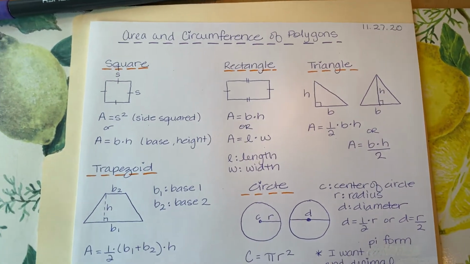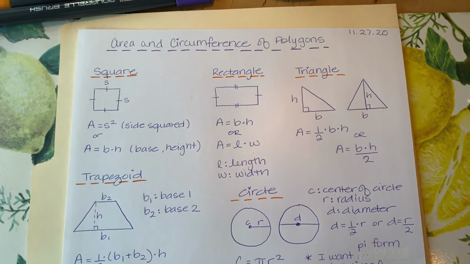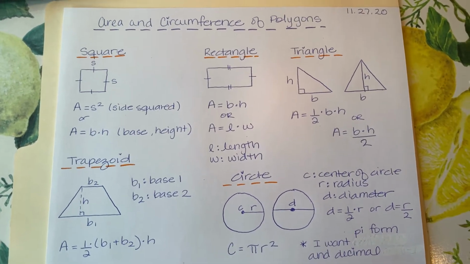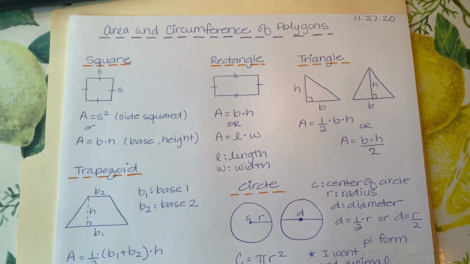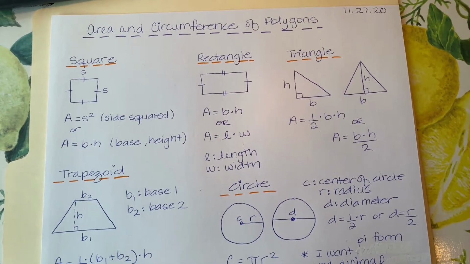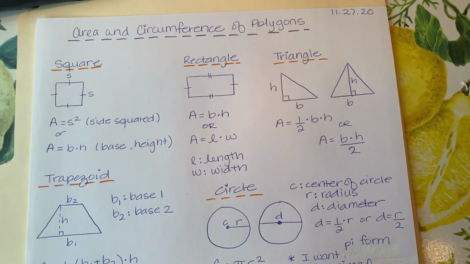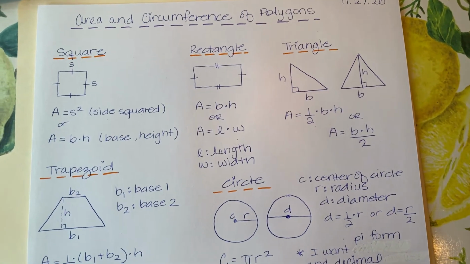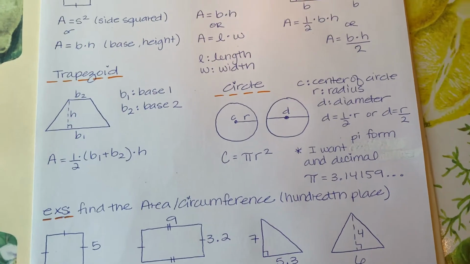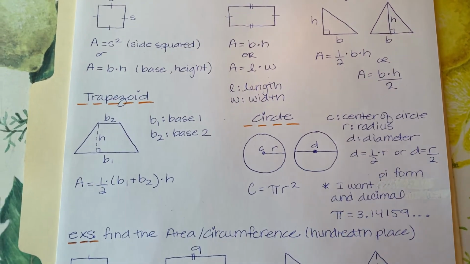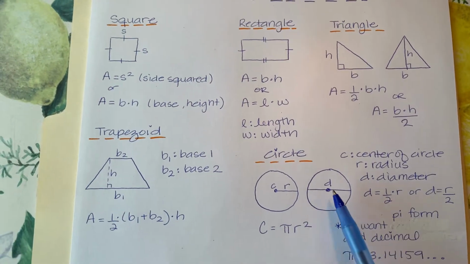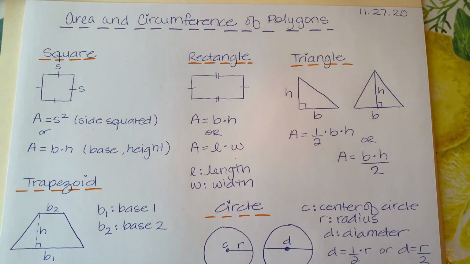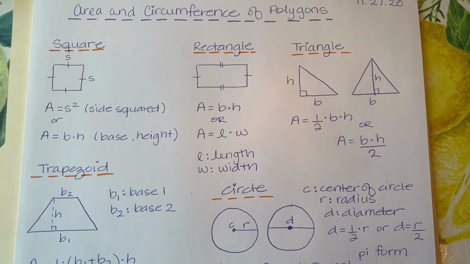Hi everyone. So we're going to start volume of polyhedrons, and before we start that assignment, we're going to review just area and circumference, to make sure you have your base times height, or length times width, or side squared, or radius, diameter, just little things before we go into that. So this is going to be a really quick video.